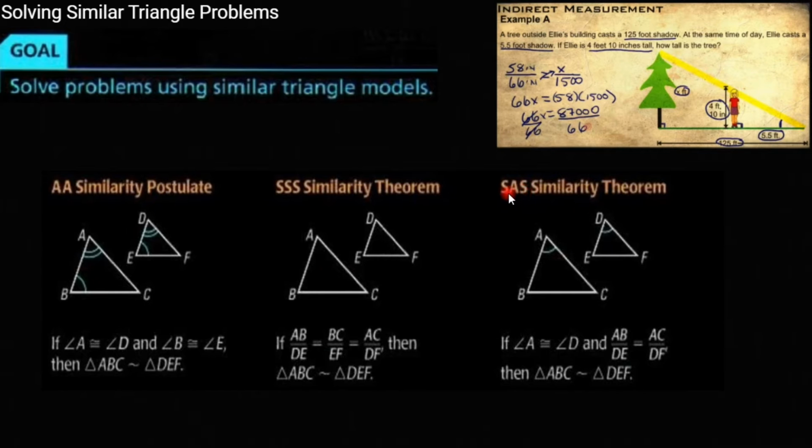SAS stands for side, angle, side. Look at if these 2 angles are equal and the ratios AB over DE and AC over DF are in the same ratios, then both triangles are similar. Okay, let's look at the first question.